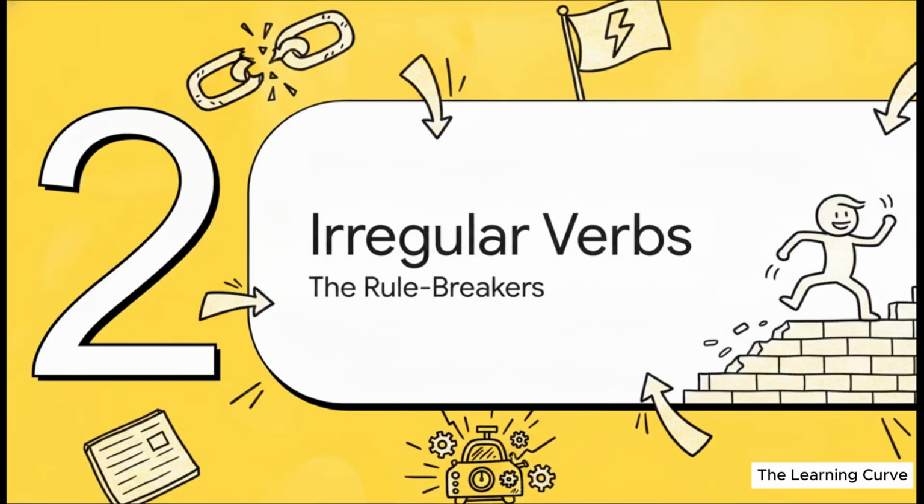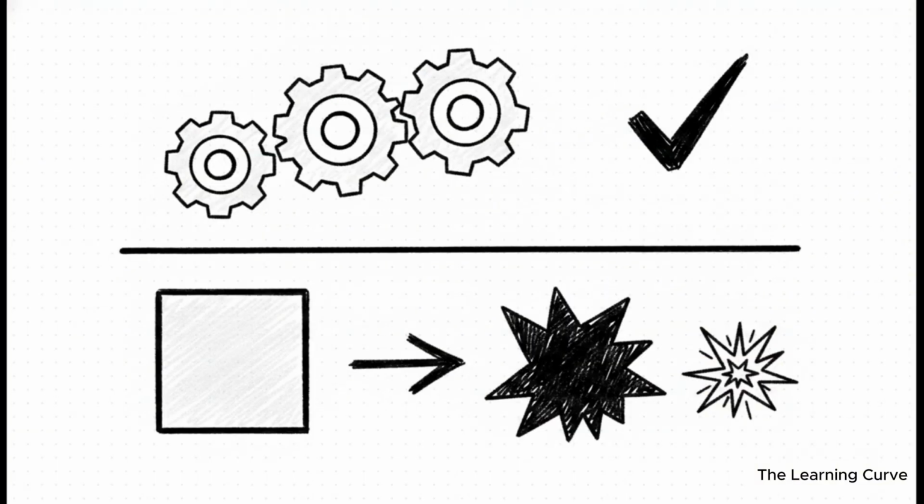Which brings us to Section 2, the rule-breaking irregular verbs. Now, wouldn't it be absolutely amazing if every single verb followed those simple rules? Things would be incredibly easy. Regular verbs are reliable. They're predictable. To make them past tense, you just add ed to the end. Jump easily and cleanly becomes jumped. Walk becomes walked. Boom, done.